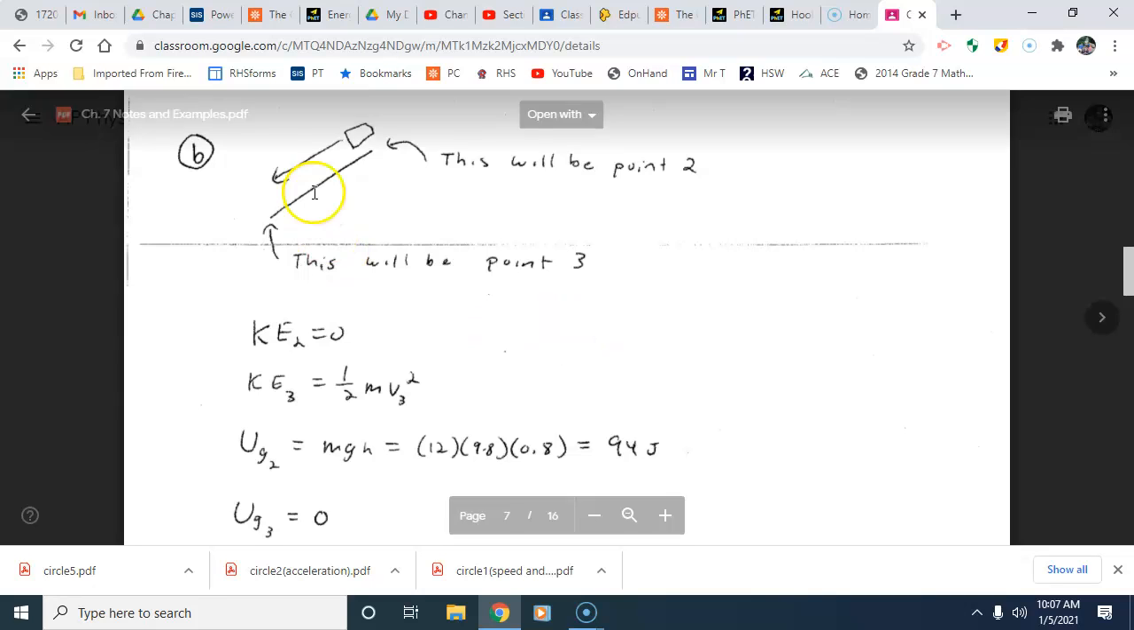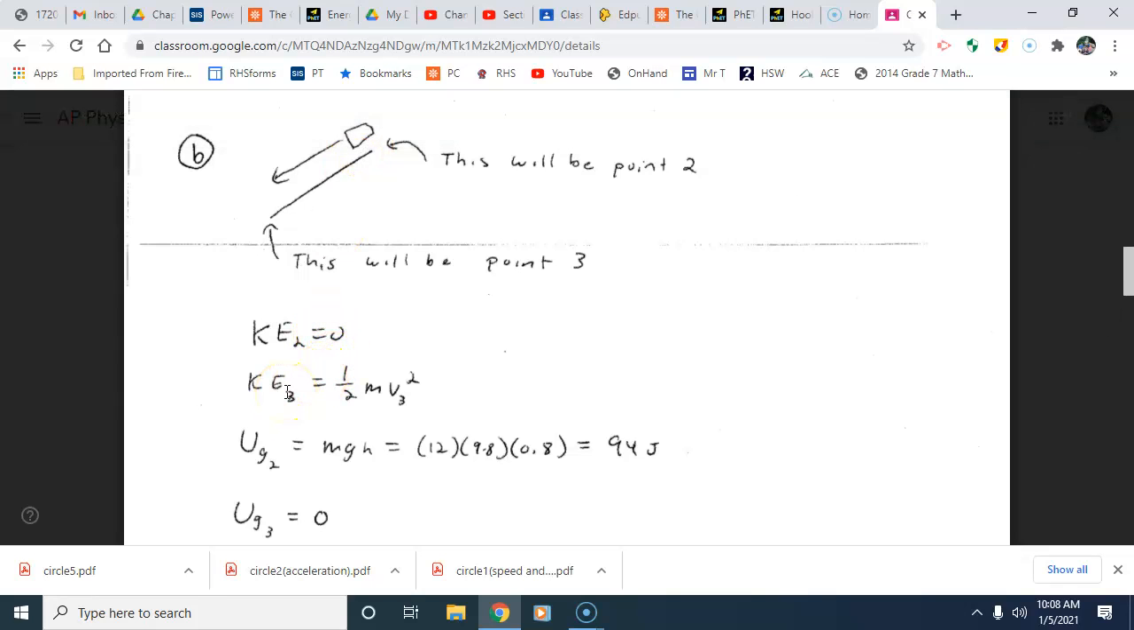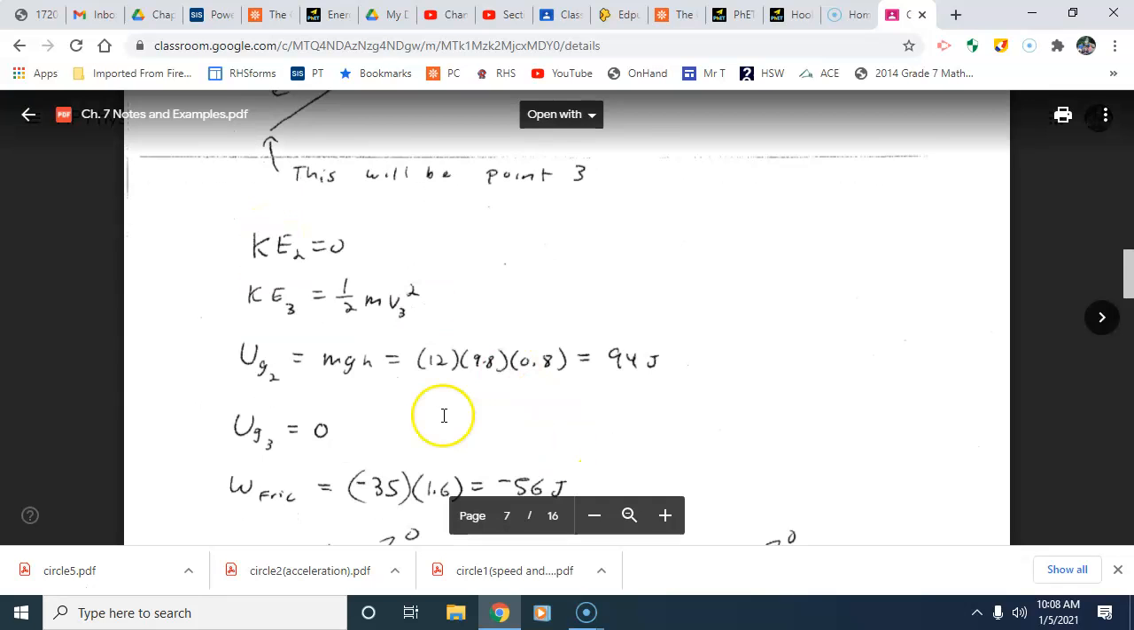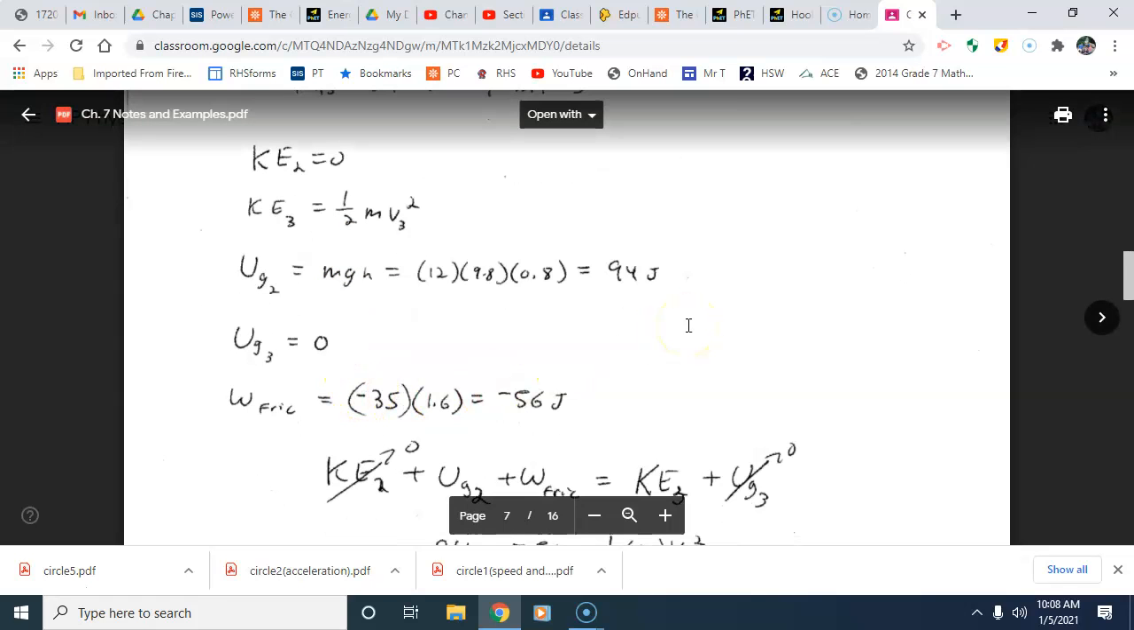All right, so at position 2, which is this position, we again have no kinetic energy. And at the bottom, we have all kinetic energy, right? At position 3, when we get back down there. And UG, so everything's broken up like we did earlier.